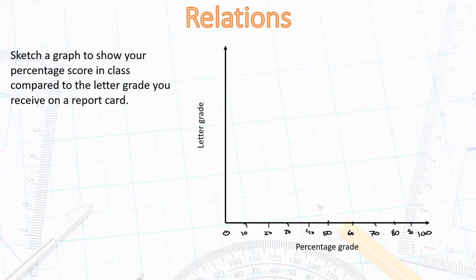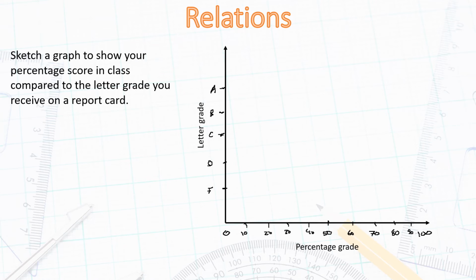Letter grades, lowest one would be an F. E, oh, there's no E technically, so I'm just going to delete that one. D, C, B, and A.